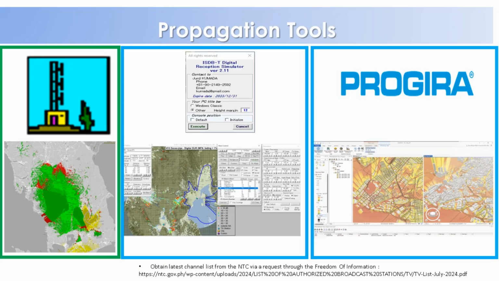In the course of that workshop, we covered some of the propagation and planning tools that are available in the market. There's one free, which is Radio Mobile, and there are commercially available software in the market, such as the digital reception simulator developed by Mr. Komada Junji, and then the other one is Progira, which is quite widely used in the Philippines.